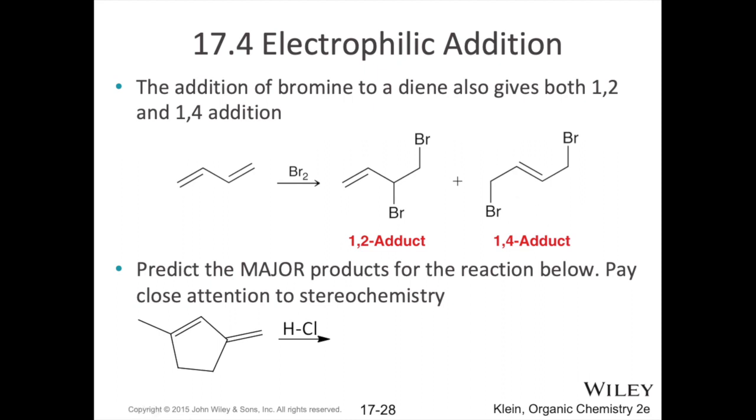Okay, so with that in mind, let's try a practice problem out. Go ahead and sketch out the products for this. It asks us to try drawing out the 1,2 and the 1,4 adducts respectively. Notice we have that conjugated pi system. When you look at your products, pay close attention to both the resulting products. You'll see what I'm talking about when we look at the answers.